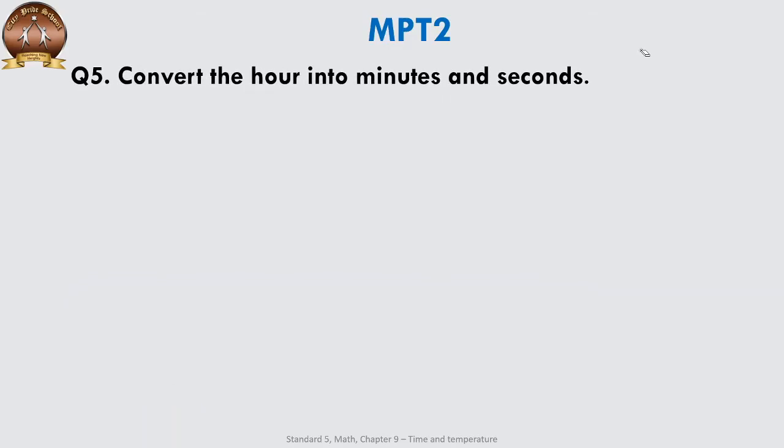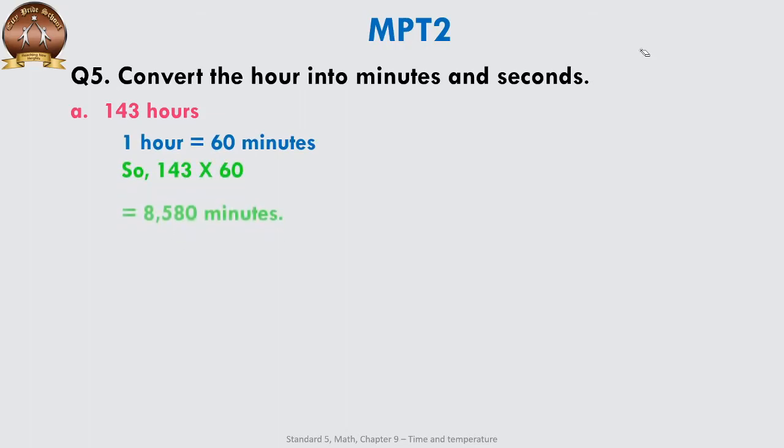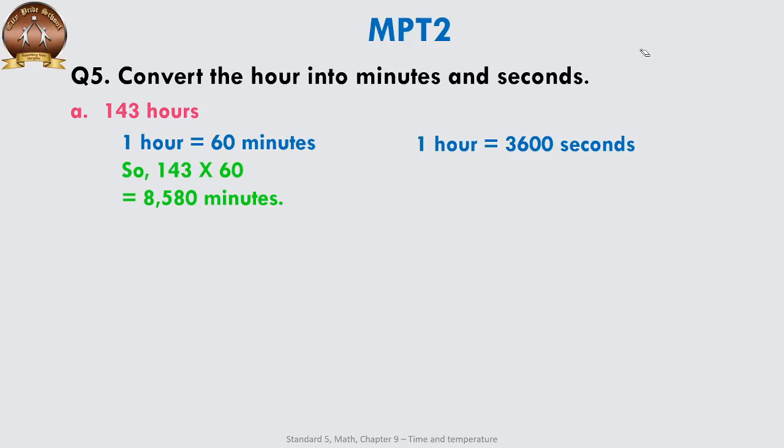Convert the hours into minutes and seconds. A bigger unit into smaller unit. 143 hours has to be multiplied by 60 to get it converted into minutes. Do the multiplication and the answer that you get is 8580 minutes. Now we have to convert it into seconds too. You can directly convert it into seconds, or you can multiply the answer that you have got in minutes by 60 to get it into seconds. Here I have used 1 hour is equal to 3600 seconds, so I'm going to directly multiply with that, and the answer that I get here is 514,800 seconds.